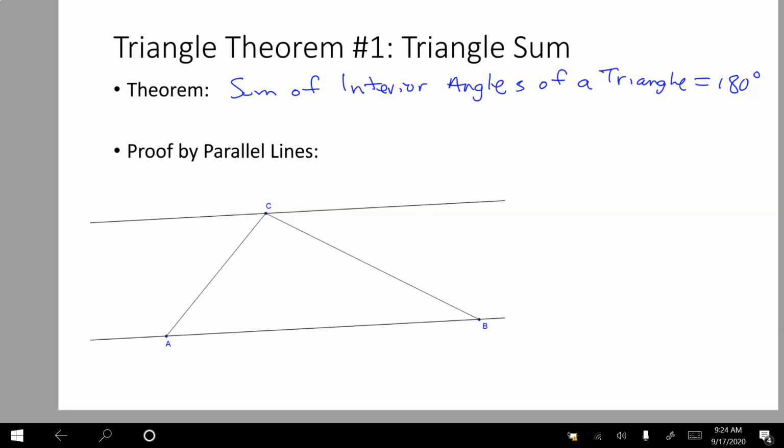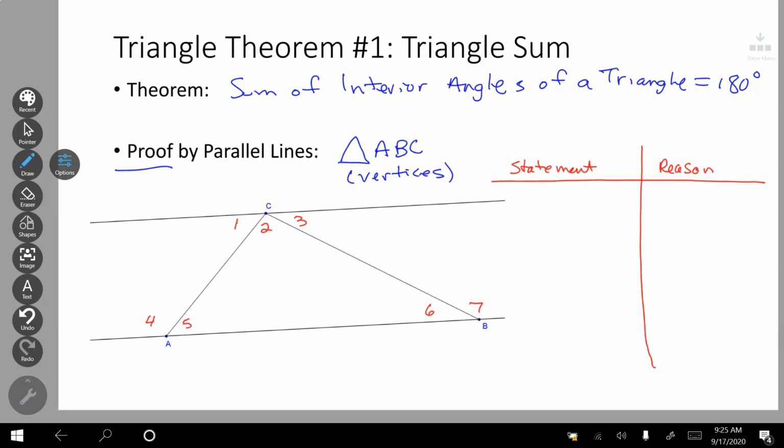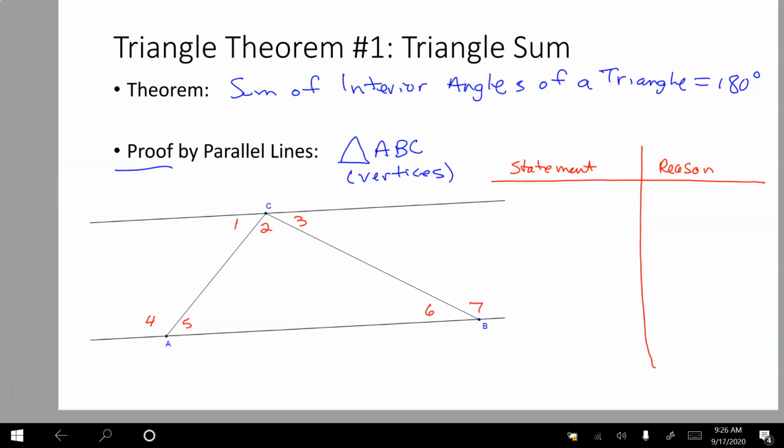And I'm going to talk about this triangle below. I'm going to prove it by doing parallel lines. So this triangle below I call triangle ABC, because I name it by each vertex, or the plural of vertex is vertices. And now we're going to do a proof using parallel lines. Many times when we do proofs, we do something called statement reason. The statement is something we say, and then we give a logical geometric reason why it is true.